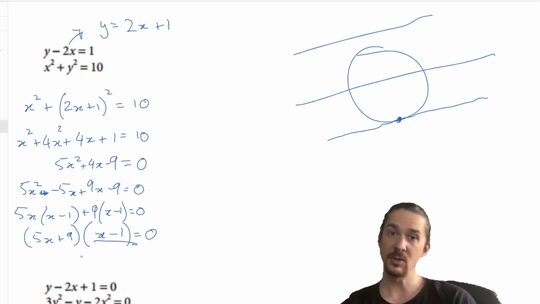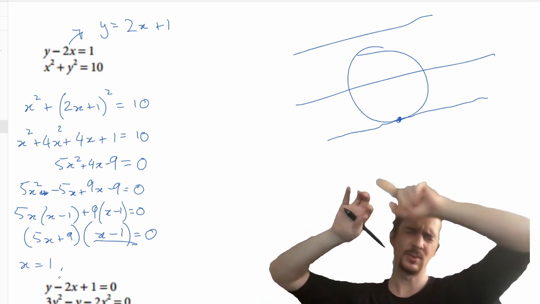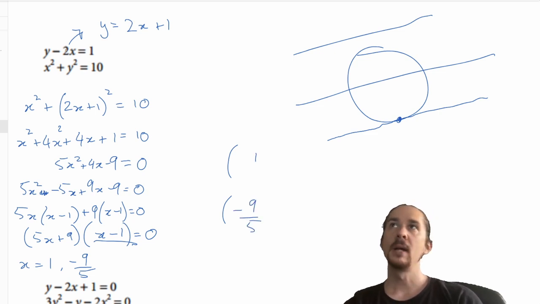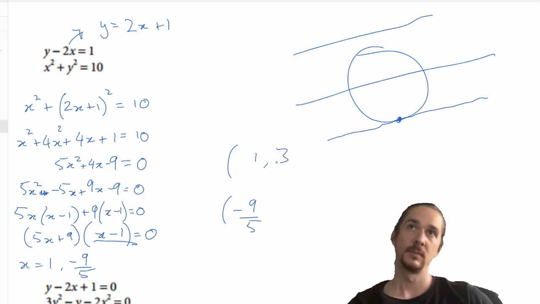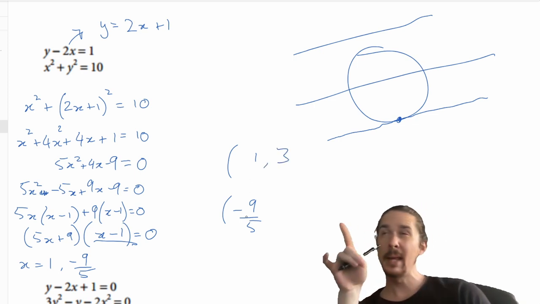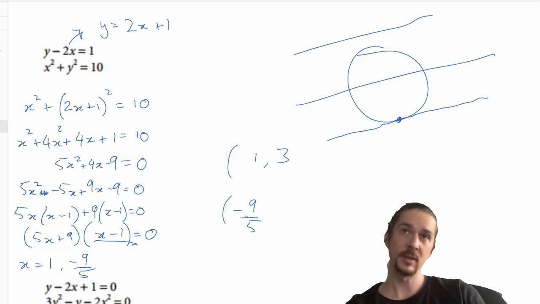So for the second bracket to be equal to 0, that means x equals 1. The other option is 5x plus 9 equals 0, so 5x equals -9, so x equals -9 over 5. Okay, so we've got two answers. One is going to start with a 1, one's going to start with a -9 over 5. y minus 2 times 1 equals 1, so let's add 2 to the other side, y equals 3 in that case. In the second case, y plus 18 over 5 equals 1, which means y equals -13 over 5.